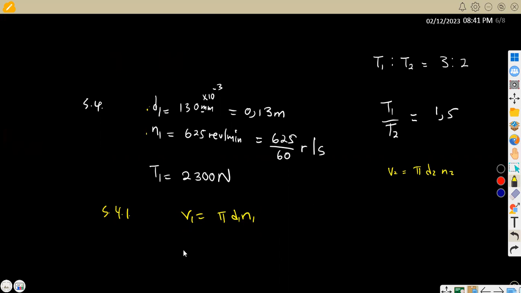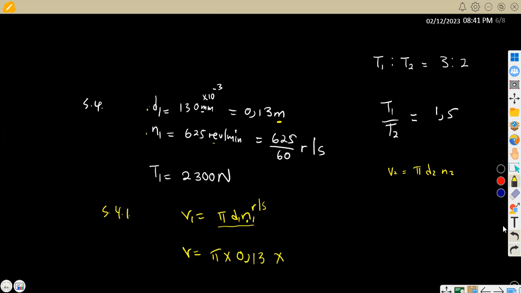So to find velocity, we can use the driver, which is pi times d, which is our diameter in meters. That's 0.13 times n. Take note, n being the speed must be in revs per second. If you use the revs per minute, your formula is going to be over 60. All right.